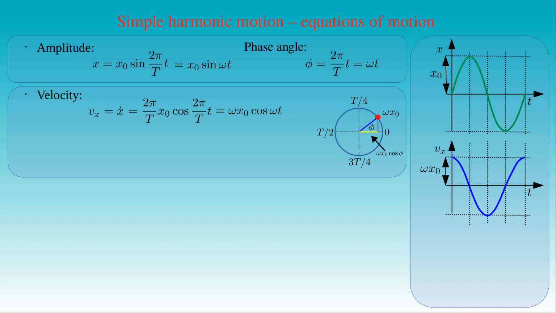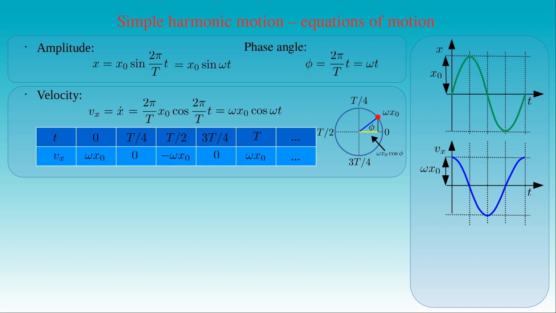For phi equal to 90 and 270 degrees, the vertical projection of the rotating vector vanishes. In this table, the velocity of the oscillating body is given at the time of 0, at 1/4 of the period, at the middle of the period, at 3/4 of the period, and at the end of the period. At t equal to 0, measured from the moment when the body passes through the equilibrium point, the velocity is maximal with the value of omega times x0.